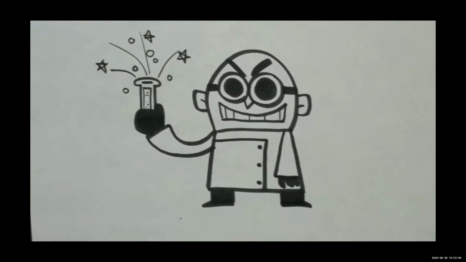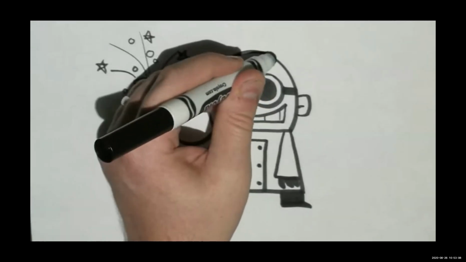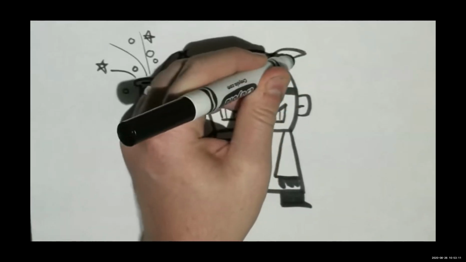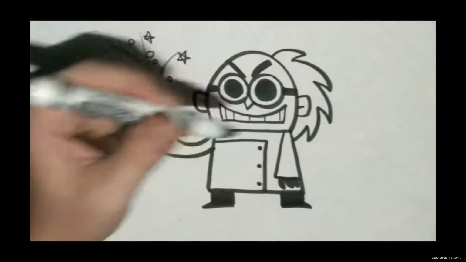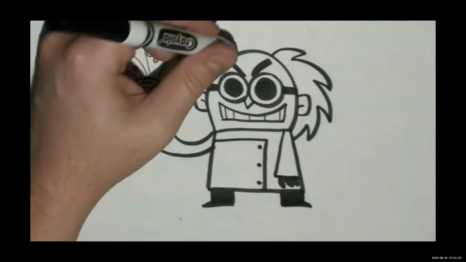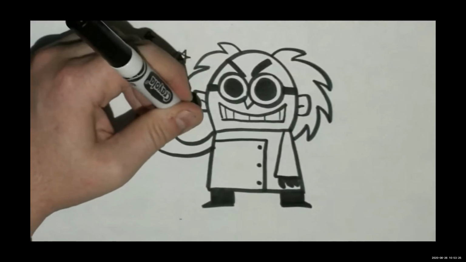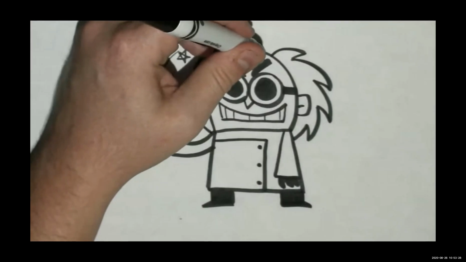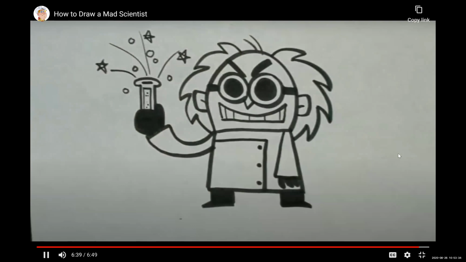If you'd like, you can also give your mad scientist some mad scientist crazy hair. I'm going to make him kind of bald, so he's going to be a little bald on the top. So right at the side, I'm going to start, and I'm just going to make a few random jagged lines coming off his head. And I'll do the same thing on the other side. But I will add two little hairs right there in the middle. And that's how you draw a mad scientist.